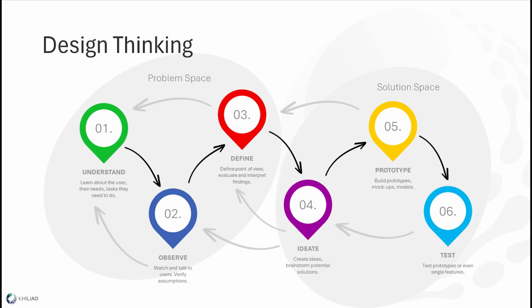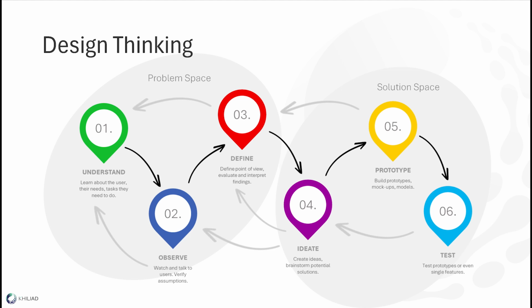So what is design thinking? Design thinking is an iterative process of discovering what we are building and why we are doing it. In general, it starts from understanding, so learning about the user, observing them, seeing what they do, interviews, watching, defining their point of view, so synthesizing all that, and then creating ideas, building prototypes, and testing all those prototypes.